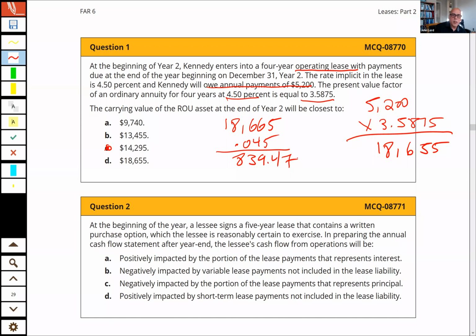Although I don't call it interest expense because I'm going to take the entire payment and call it lease expense, right? The entire $5,200 payment. So I won't call it out as interest expense, but I do go ahead and take the difference between the payment of 5,200 and subtract what is equivalent to that interest piece. And when I do, I get 4,360.52.